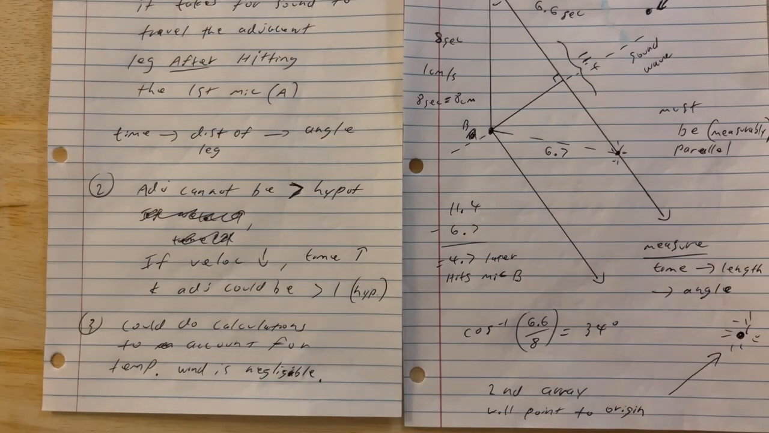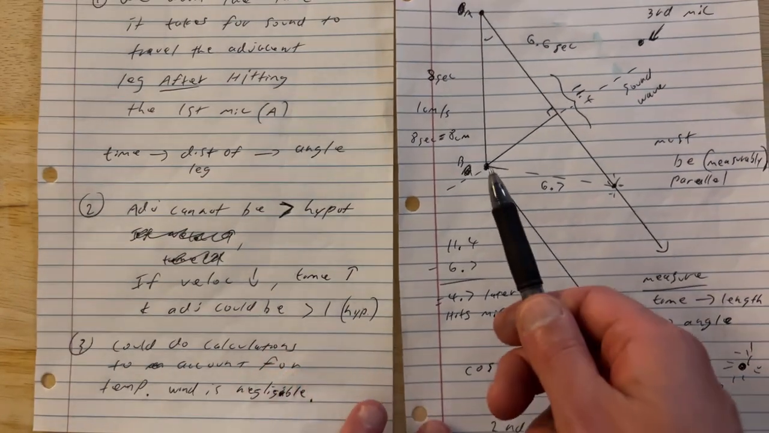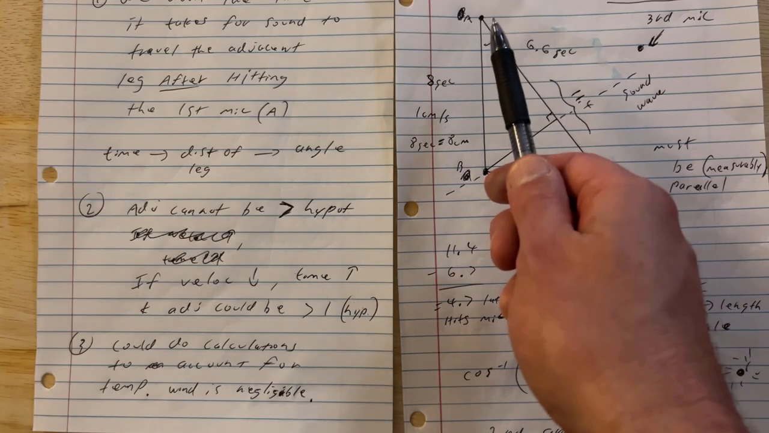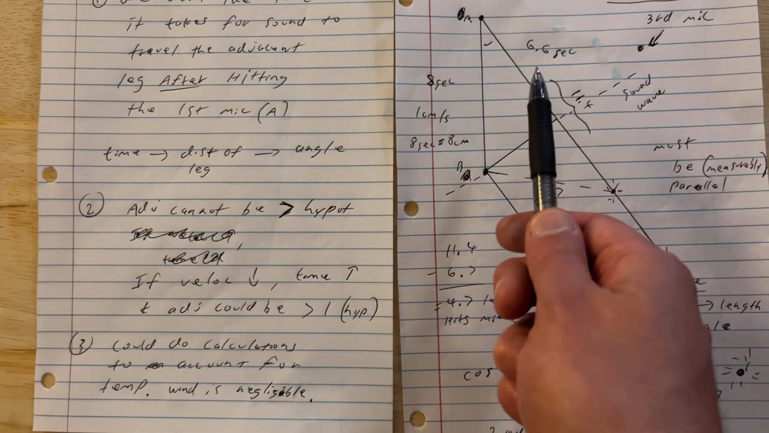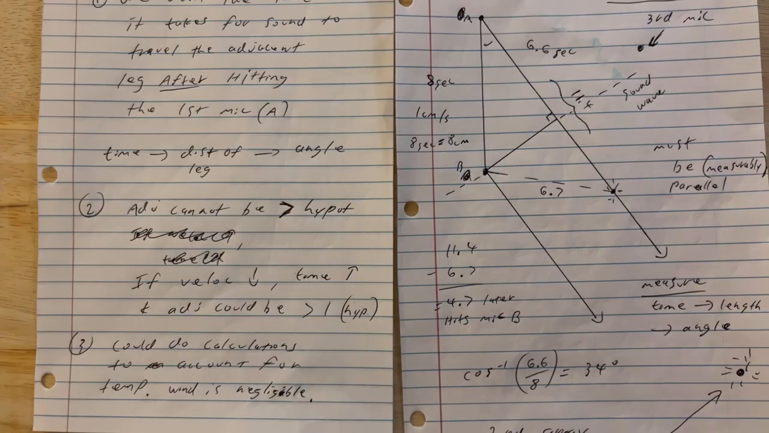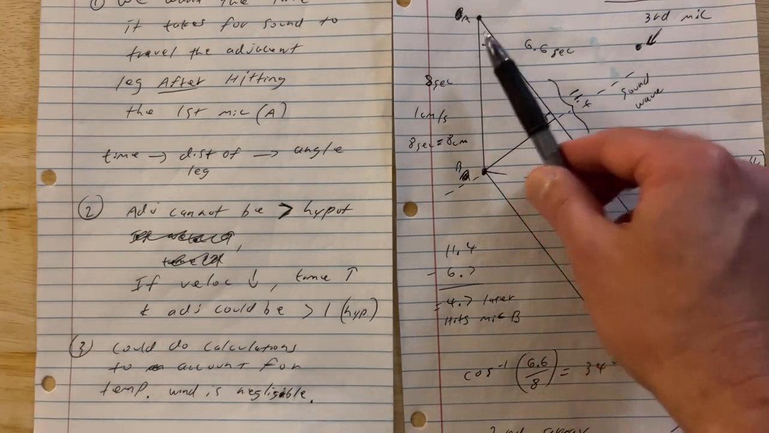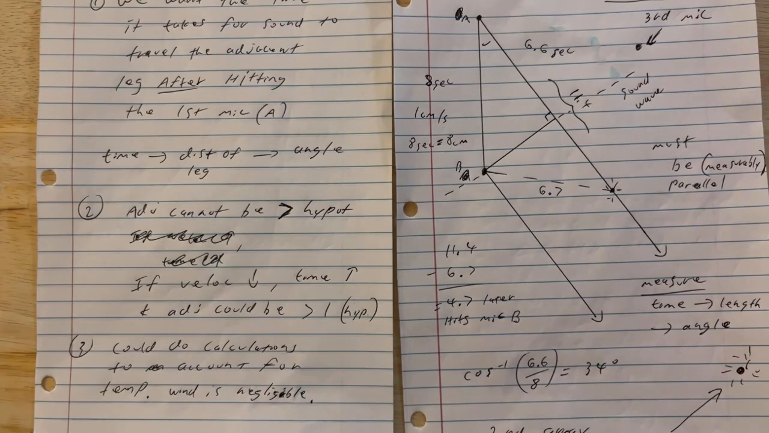And here I said if you want to increase your accuracy, you could do calculations to account for temperature changes, because if the air is colder, then sound will travel slower. So for example, this sound wave right here will hit microphone B, but instead of taking 6.6 seconds to hit microphone A, it could take, say, 8 seconds or 7 seconds. Then it'll make it appear that this angle right here is narrower than what it actually is.